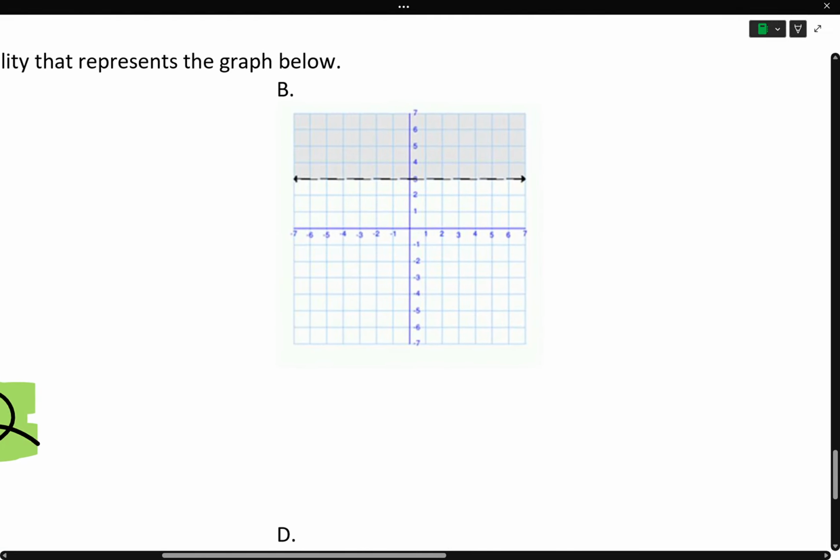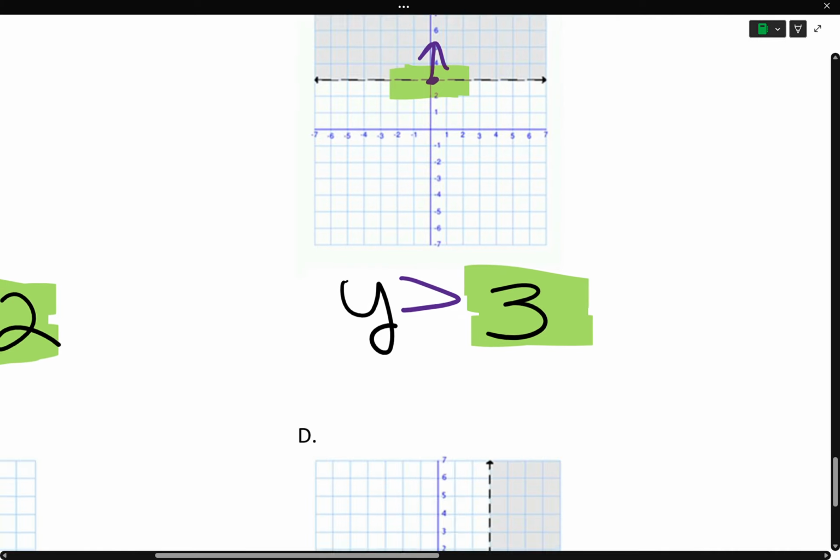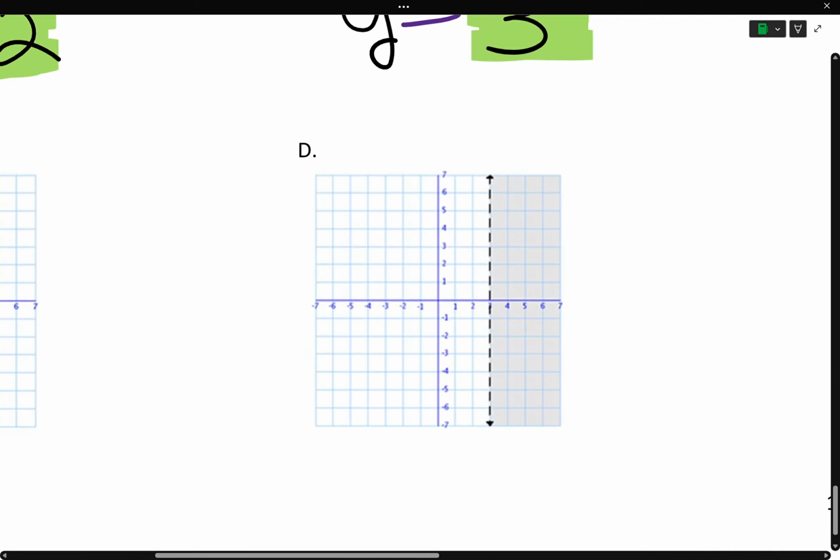For 2b, it looks like we're actually crossing the y-axis here. Great, so this is a y line. We have a dashed line, so no line under my symbol. And for this one, I can easily tell that it's shaded above. So greater than. And the actual y-intercept is at 3. Fantastic. Let's do the same thing for C and D.